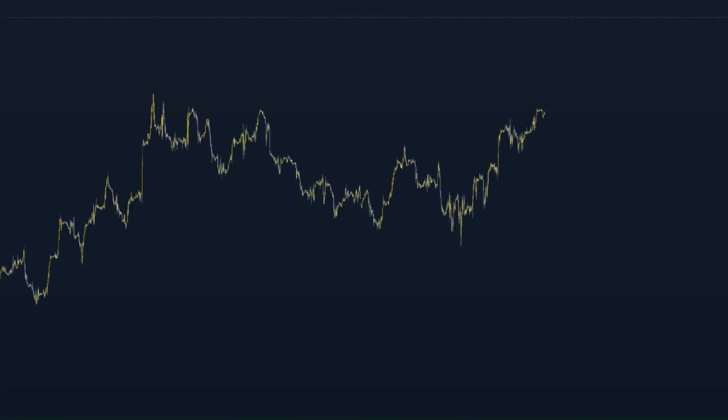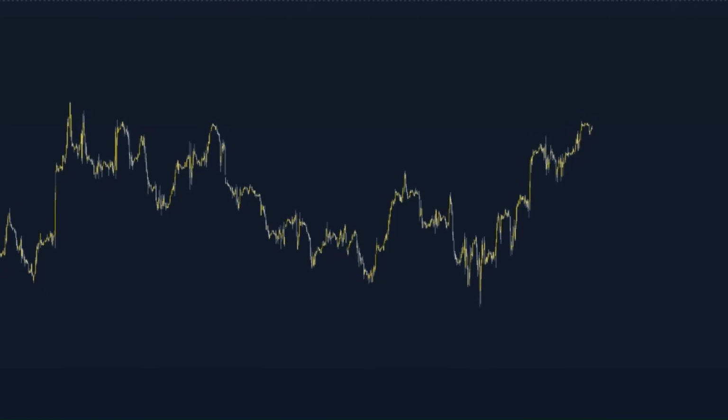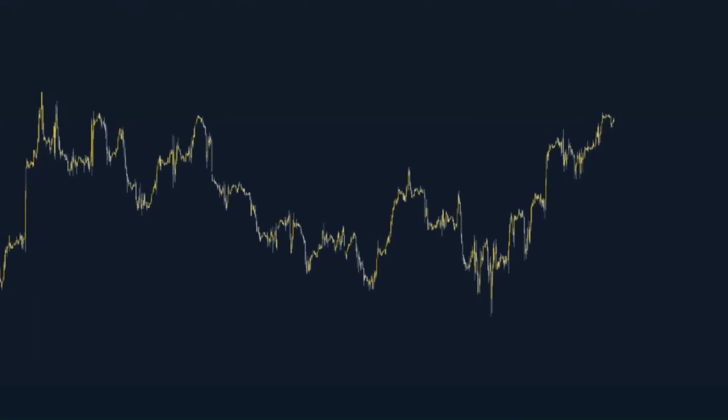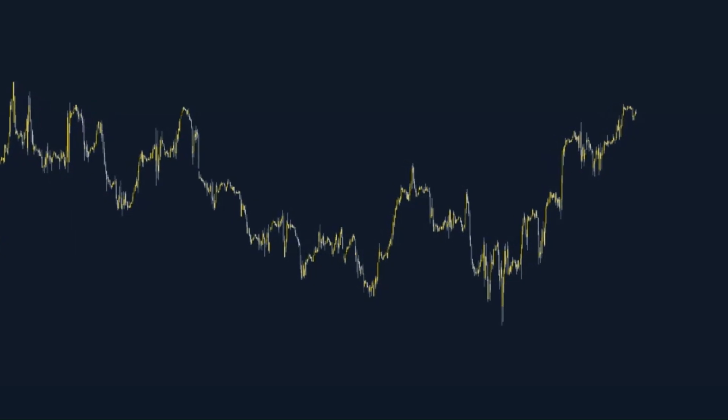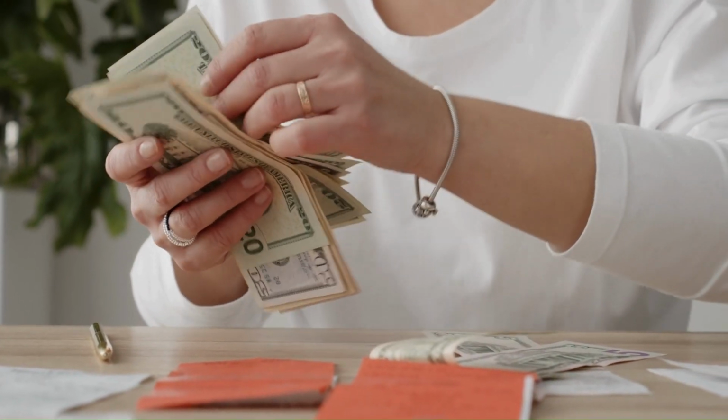Now, the indicator that we are going to be testing out today is called the SFX Algo, and this produces insane buy and sell signals that are so easy to read and understand, yet the indicator itself has such detailed settings that it makes it an all-in-one tool that almost any trader can utilize to make more money trading the market.